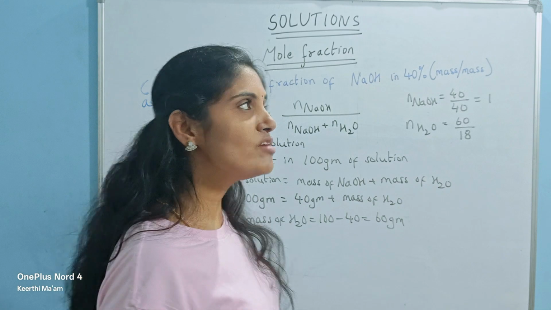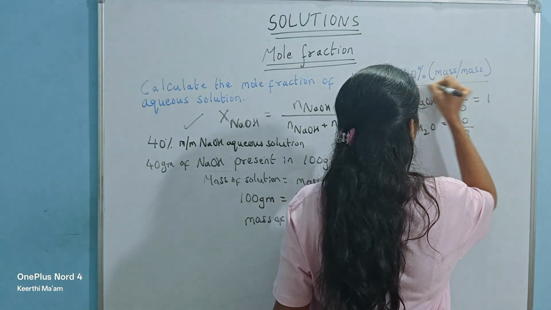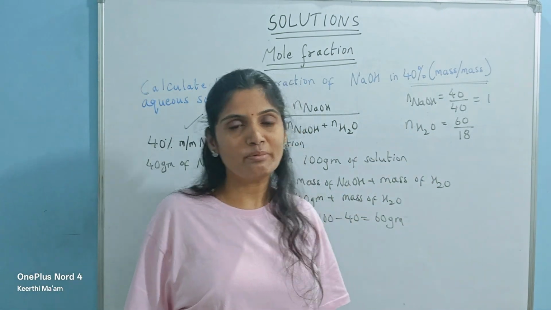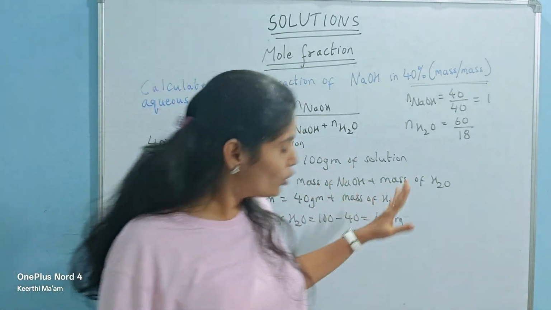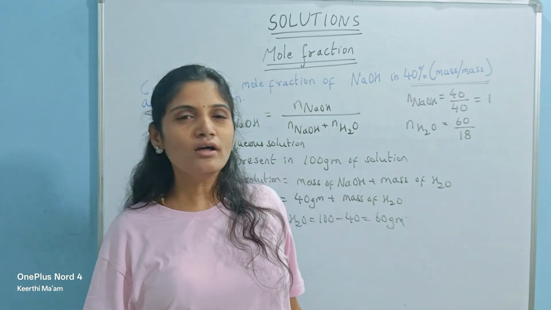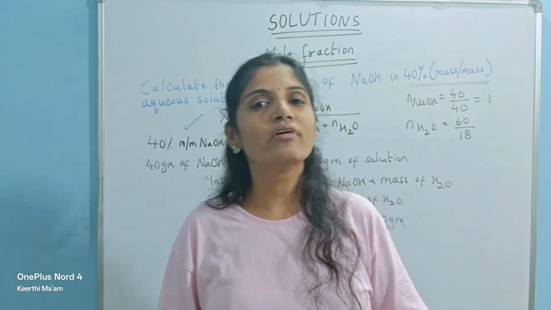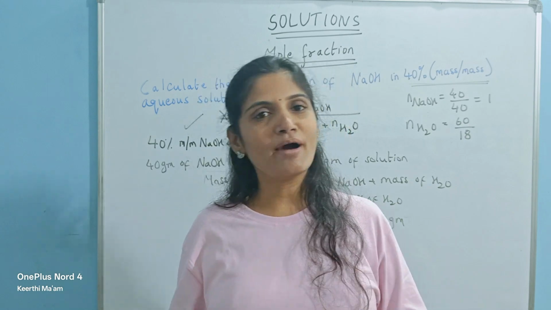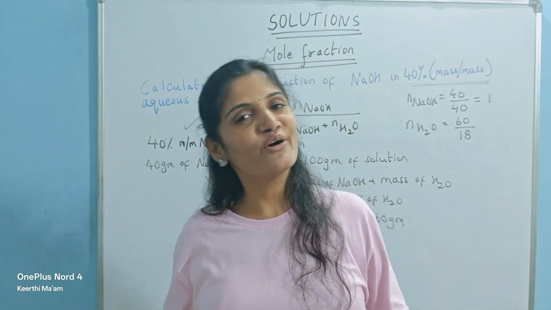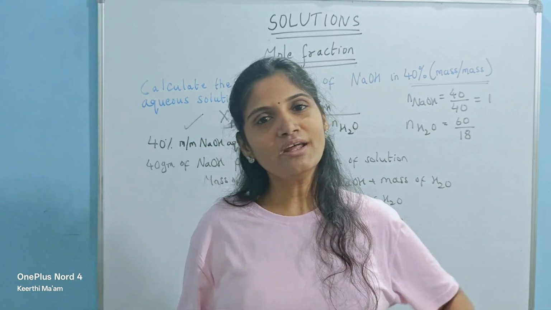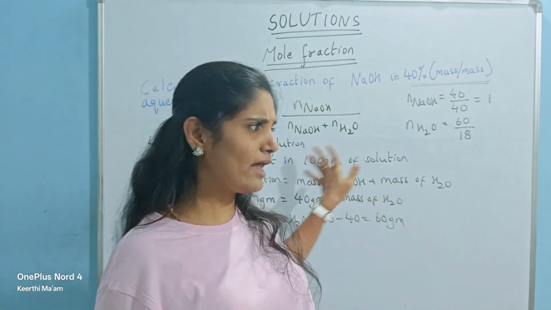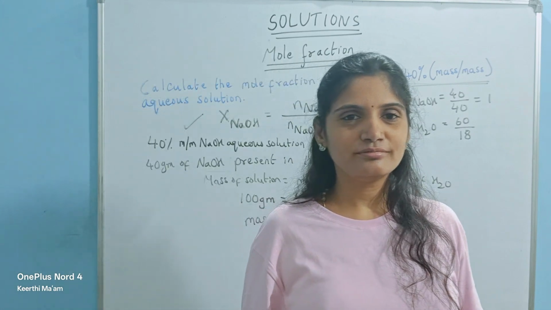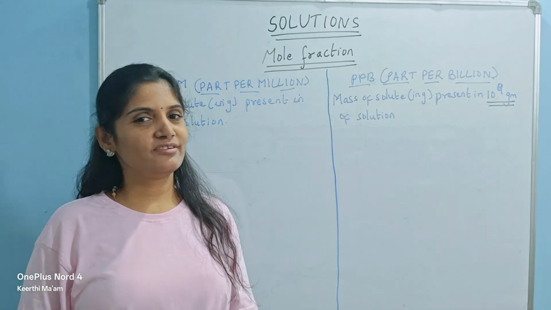In this question, what is the major thing you have to focus on? How to extract information from this concentration term, 40% mass by mass. So you will do the further calculation. Now we are going to do our next concentration term, which is parts per million and parts per billion. With that, we will be ending our concentration terms. Let us see the next concentration terms.